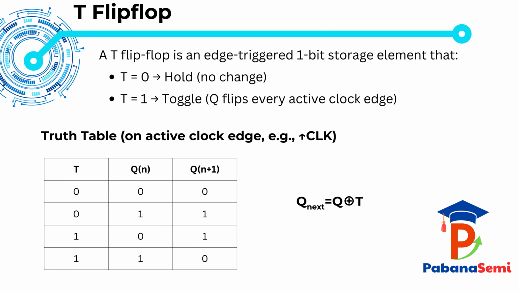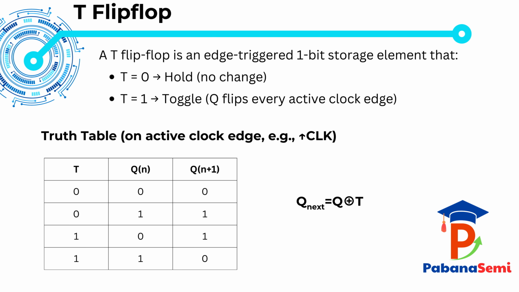Now let's understand the T flip-flop. A T flip-flop is an edge-triggered 1-bit storage element. Its operation is very simple. If T is 0, the output holds its current value. There is no change at the clock edge. If T is 1, the output toggles. That means Q flips to the opposite value at every active clock edge.